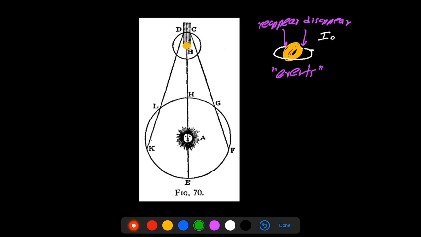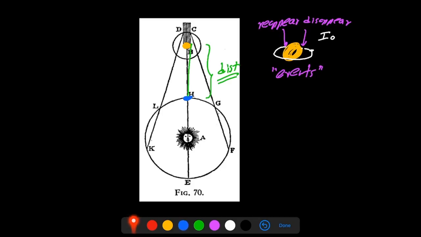Suppose you're in orbit around the sun on Earth, because that's where we all are. This is the Earth's orbit right here, going around like this, and suppose we're at position H. If Io disappears behind Jupiter, say right there, and you're at position H, then light only has to travel more or less this distance to reach you. I'll label it distance to reach you. And Romer would time it.